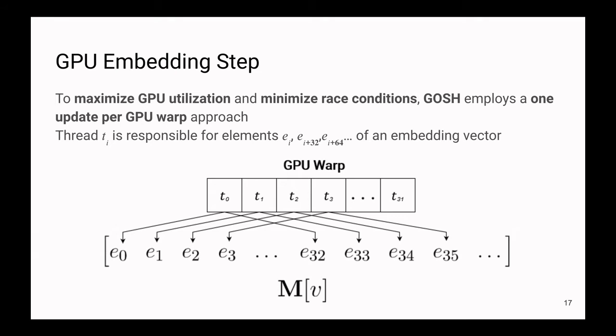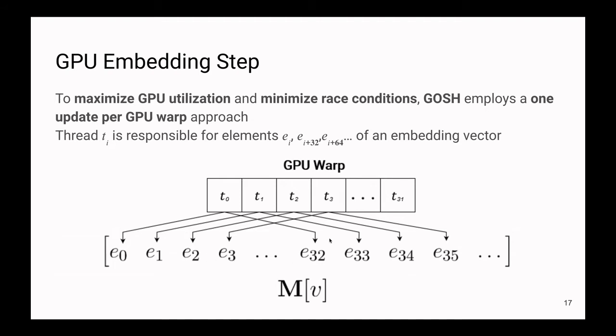Then let's talk about the embedding step in the GPU. To maximize GPU utilization and minimize race conditions, Gush employs a one update per GPU warp approach. As seen in the figure, consecutive vector locations are updated through consecutive threads in the GPU warp, which employs a coalesced access on the embeddings.